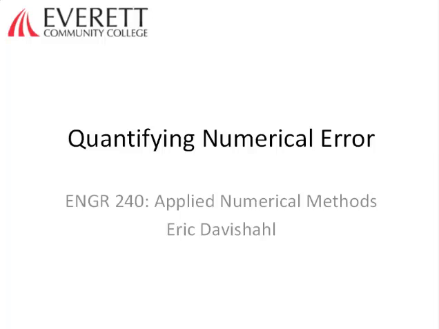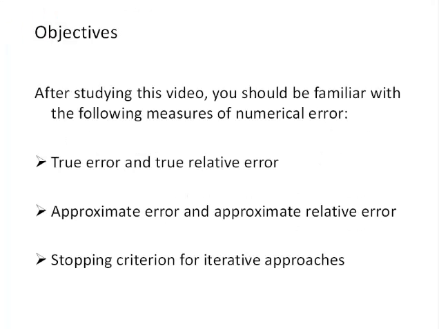In this video, we'll develop some standard measures of numerical error. After studying this video, you should be familiar with the following measures of numerical error: true error and true relative error, approximate error and approximate relative error, and a stopping criterion that's used for iterative approaches. We'll also want to know some background on when to use these different methods of error.